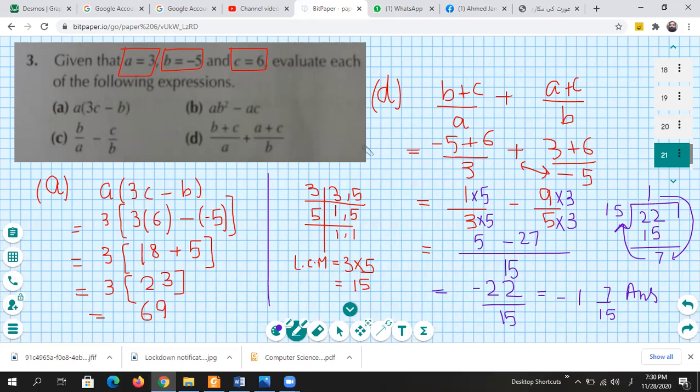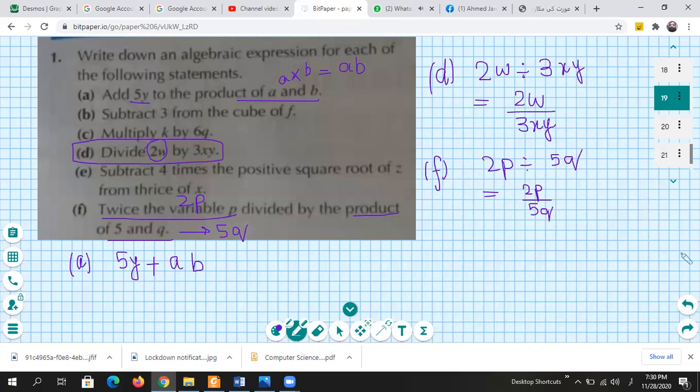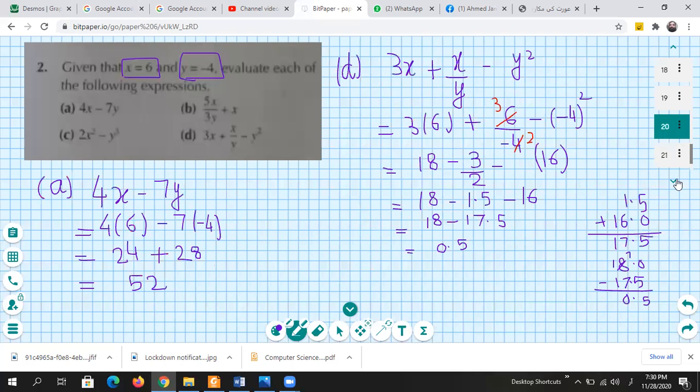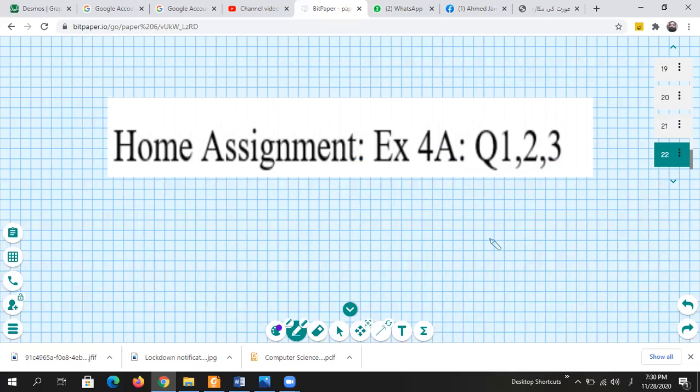All right. I'm giving you part B and C as your home assignment, along with those questions A and D, which we have done in this class. Similarly, in question number 2, part B and C, along with A and D, and in question number 1, all the parts. So your home assignment is exercise 4A, question number 1, 2, and 3 complete.